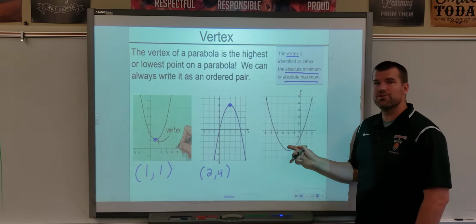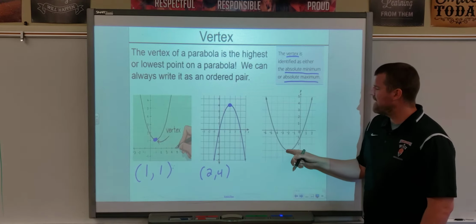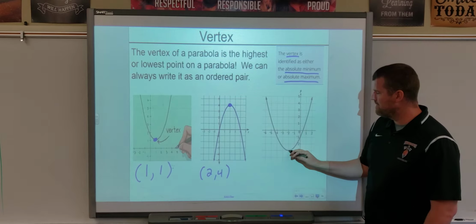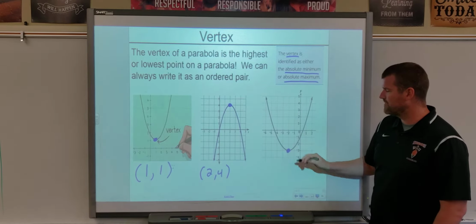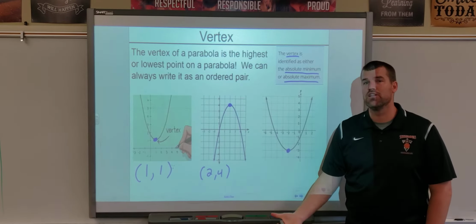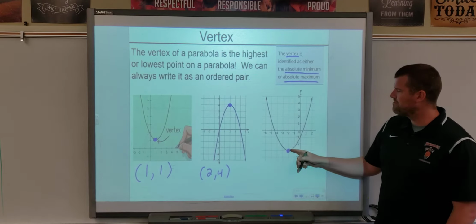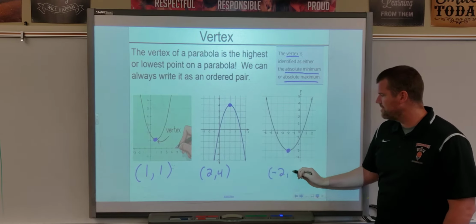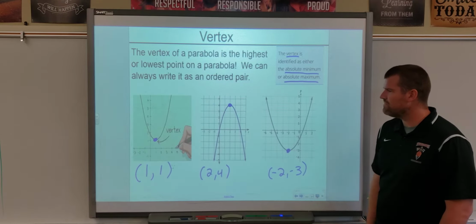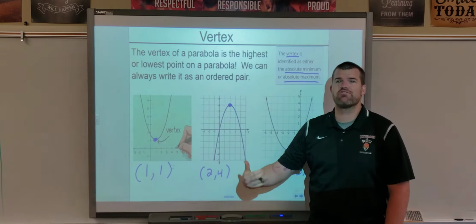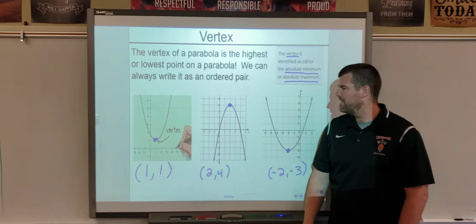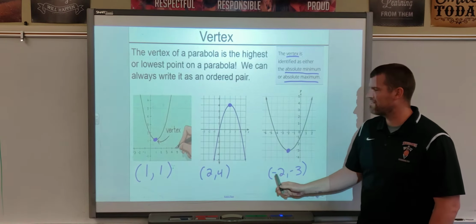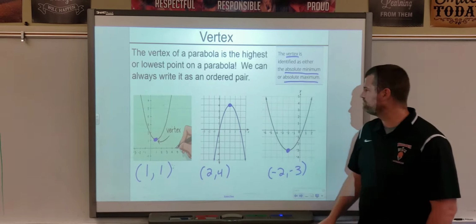This parabola, which is concave up, has a minimum, and this minimum point is also going to be our vertex, because in this case it's the lowest point on the graph. And so the vertex of this parabola would be (-2, -3). So again, the vertex is always your minimum or your maximum, and we list our vertex as an ordered pair.